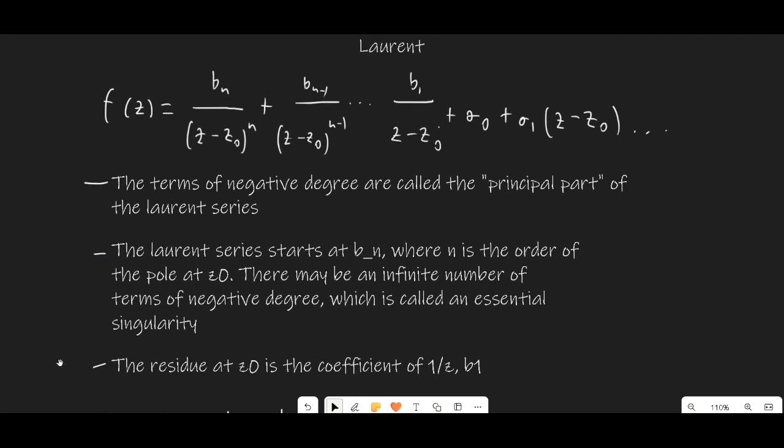And most importantly, the residue of a function f of z at the point z0 is just the coefficient of 1 over z minus z0, which is the same as b1. So this number b1 is super important in complex analysis, and it is called the residue of f of z at z0. Of course, we can calculate the Laurent series of a function at many different points. So the residue is not a value only of the function, it's also a value that's dependent on the point at which you're taking the Laurent series. So one function may have multiple residues.